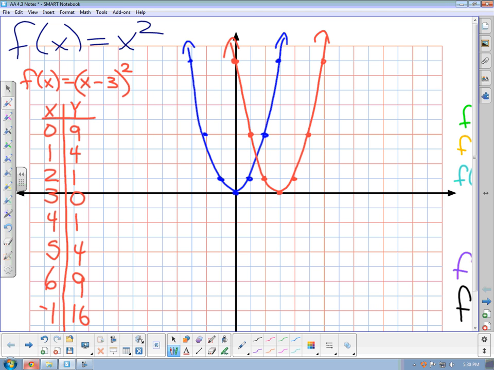Going to the next one. f of x equals x plus 2. Pause the video, sketch the graph.